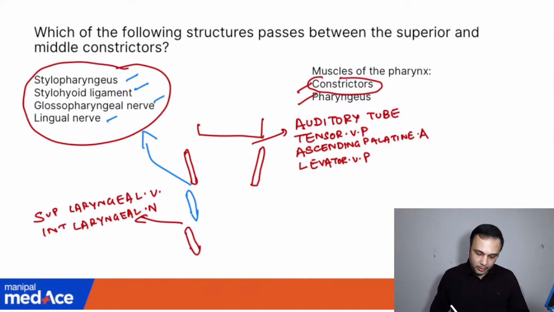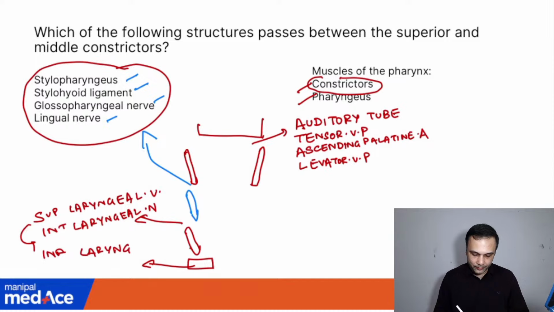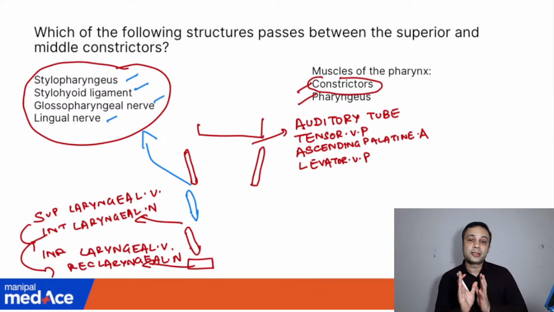And then below the inferior constrictor, you have the next important component. If there's a superior, there has to be an inferior, right? So inferior laryngeal vessels, and along with that, the friend that goes to the larynx, you have the recurrent laryngeal nerve, right? So these are the structures that pass through the various levels of constrictor muscles and between the constrictors and the skull base.